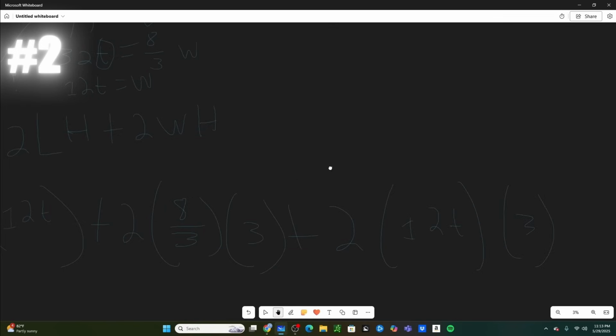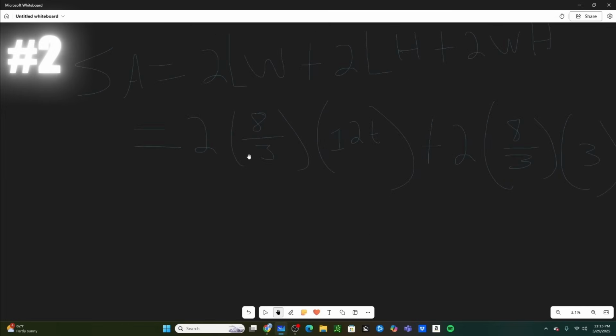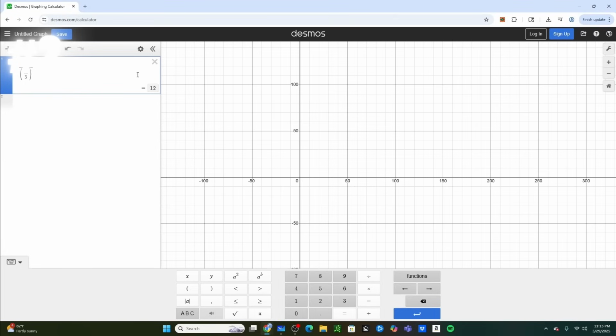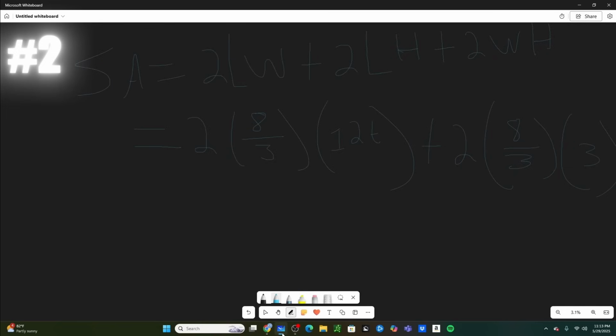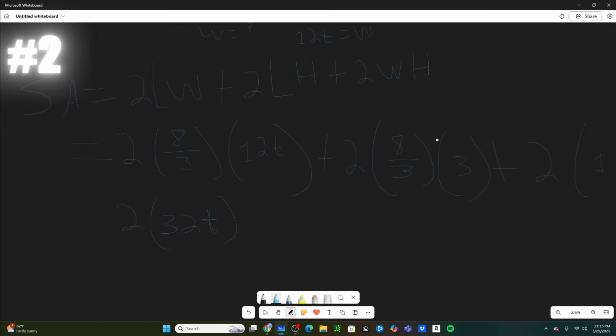All of these values were either given to us or we solved for them. When we do that, we're going to get 2 times 8/3 times 12t, right? So 8/3 times 12t is, well, let's just plug that in right here. So 8/3 times 12 is 32. So 2 times 32t is really just 64t. And then here we have 2 times 8 thirds times 3.